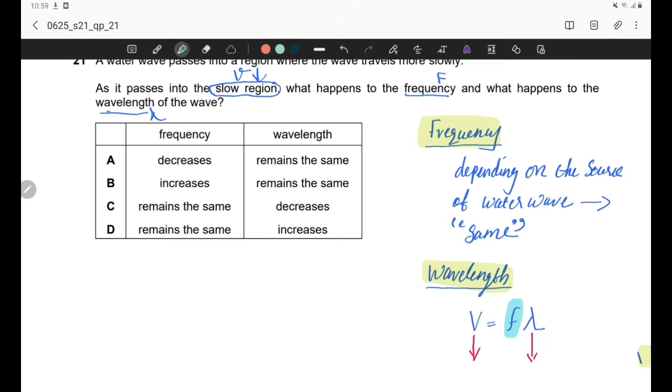So now we can check which option is correct. As we have already discussed, the frequency will remain the same, so it will be either option C or D. And we have already seen that the wavelength will decrease. So the correct answer is option C.